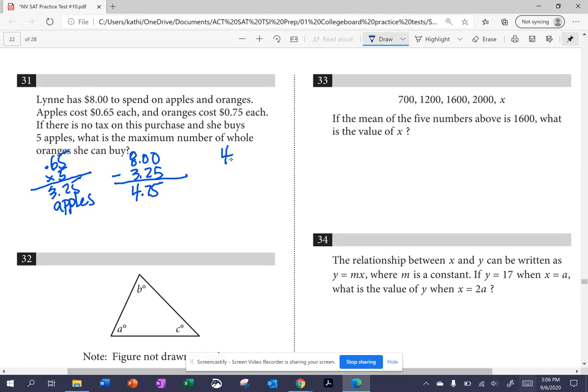So I have $4.75 to divide by each orange, which is 75 cents. And this turns out to be 6.3 repeating. So my answer is 6 oranges. Okay, so it's just a whole orange.